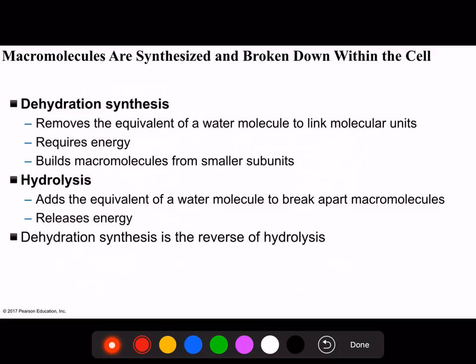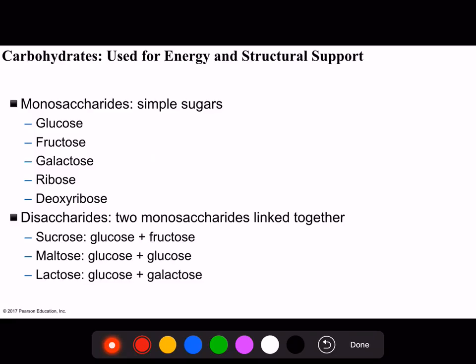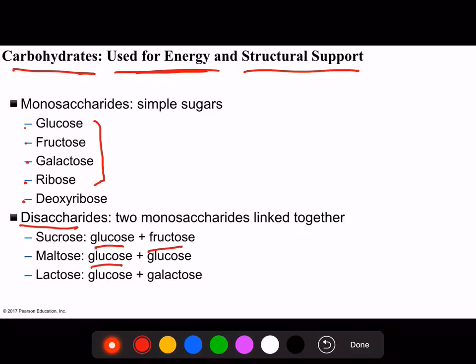Okay, let's talk now about some of these organic molecules. There is this video also, please watch it. The first group is the carbohydrates, and the carbohydrates are used for energy and for structural support. We have some monosaccharides: glucose, fructose, galactose, ribose, and deoxyribose. And then we have the disaccharides when two simple sugars come together. Sucrose is glucose and fructose, maltose is glucose and glucose, lactose is glucose and galactose.